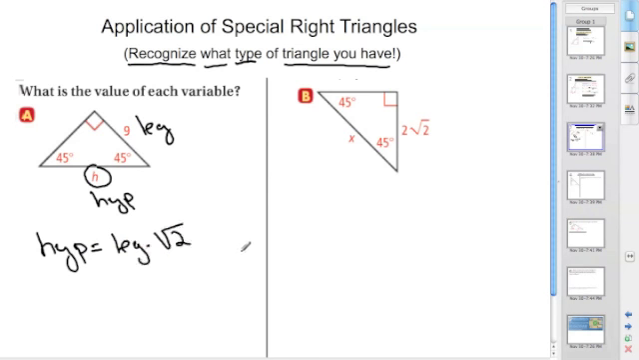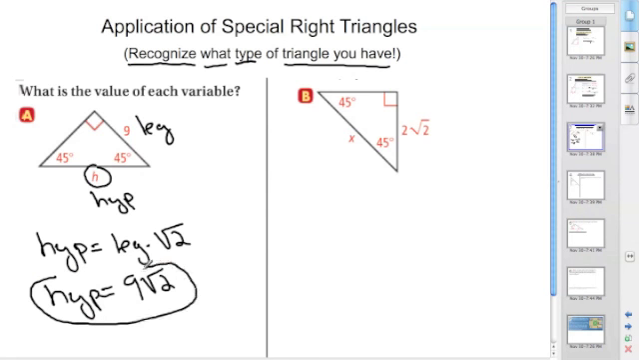Now, you do not evaluate square root 2 to a decimal. Leave it as square root 2. So our hypotenuse is going to be 9 square root 2, and that's our answer. Again, that is simplest radical form. Let's try it on B.